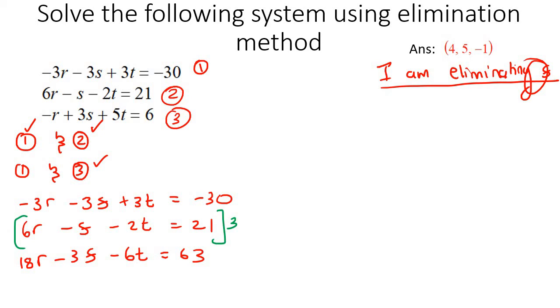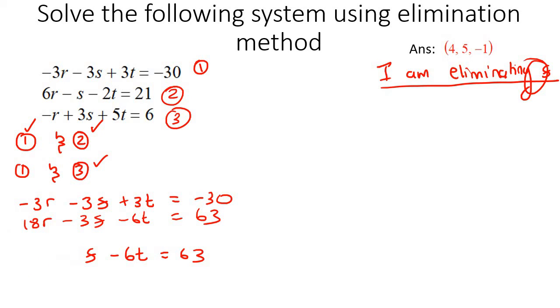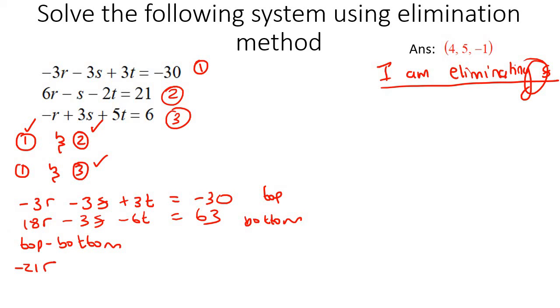Okay. Now let's erase all of that. And let's just write it nice and close. Okay, now I'm not going to add them. If you add negative 3 and negative 3, you get negative 6. So I'm rather going to subtract them. So let's say this is the top one, this is the bottom one. I'm just going to say top minus bottom, okay? Top minus bottom. So we're going to say minus 3 minus 18, which is minus 21. Then for the s part, you're going to get minus 3, take away minus 3, which becomes minus 3 plus 3. So they cancel.